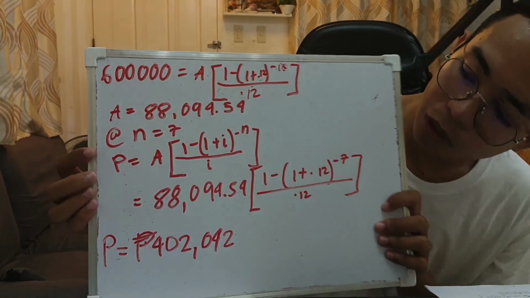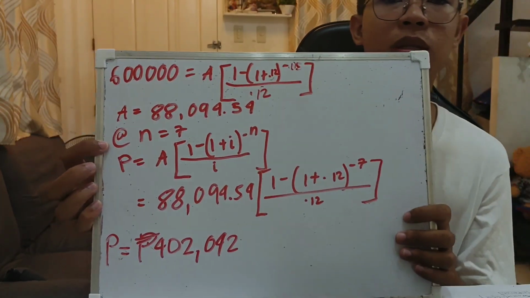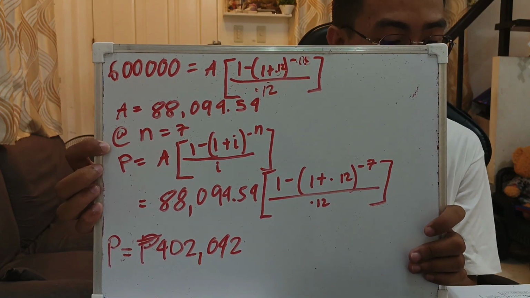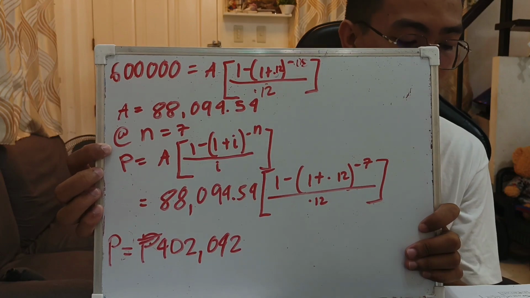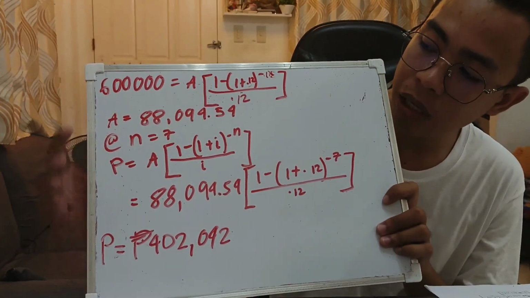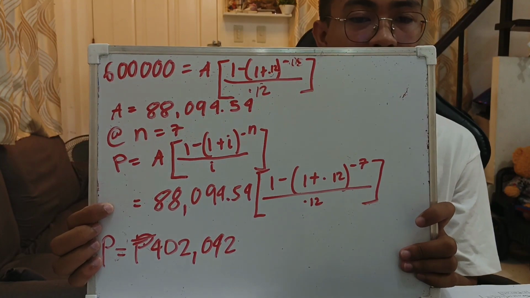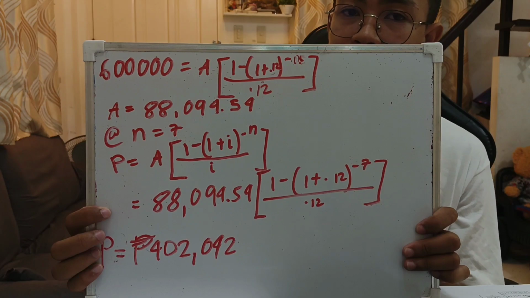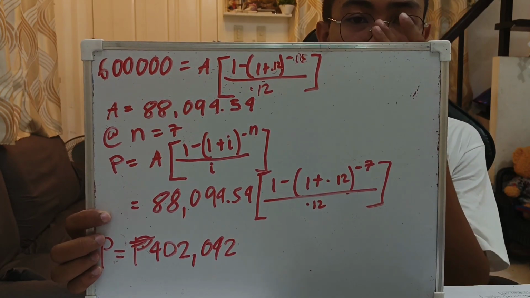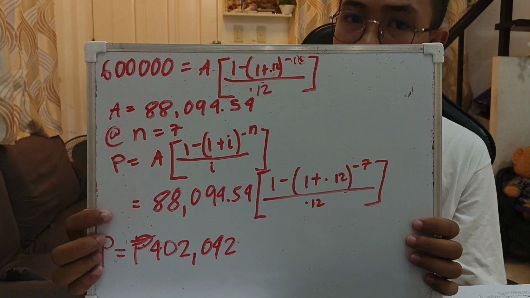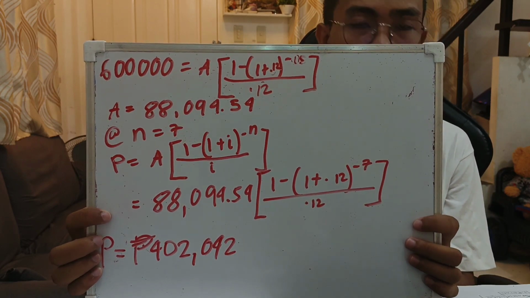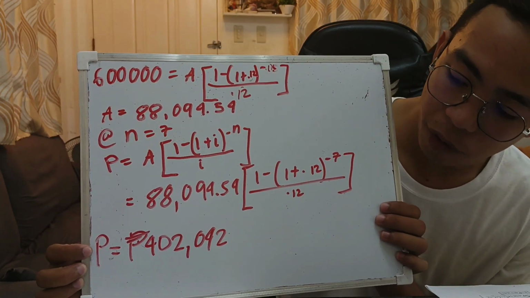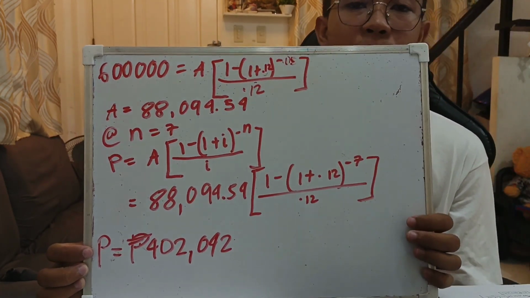So for the eighth payment, 8 minus 1 is 7, so our n is 7. So P is equal to A, our A here being 88,094 pesos and 54 centavos, times the quantity of 1 minus (1 + 0.12) to the power of negative 7, over 0.12. So our P, or the amount that is still unpaid, is 402,042 pesos.